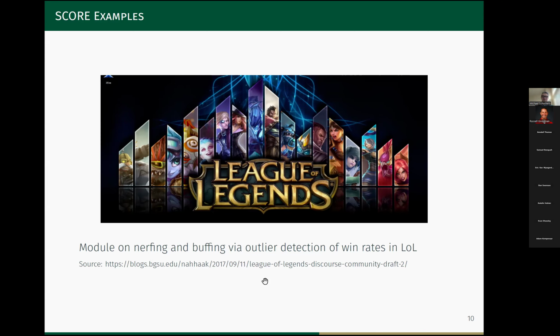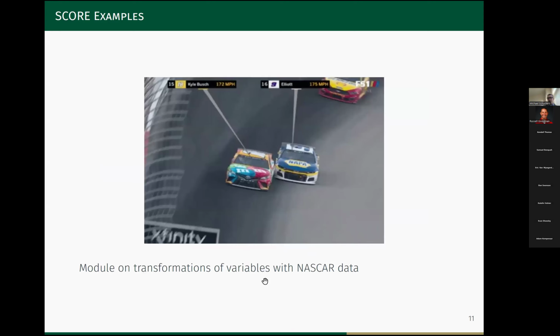We have another module on transformation of variables. Sometimes we want to transform variables to normality or to some other distribution. And so in this case, we're doing some variable transformation with some NASCAR data. So there's another module. Again, all three of these examples are not your traditional football, baseball, basketball, soccer, and hockey, with the idea of broadening the interest of individuals in statistics and data science.